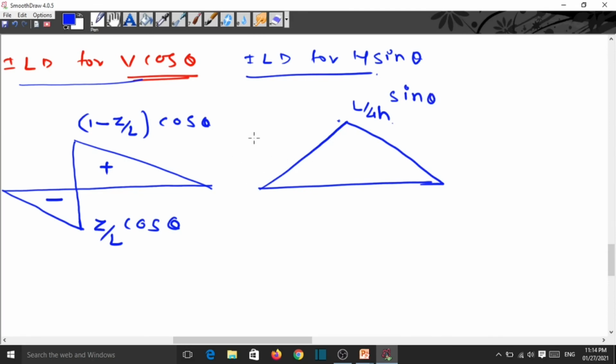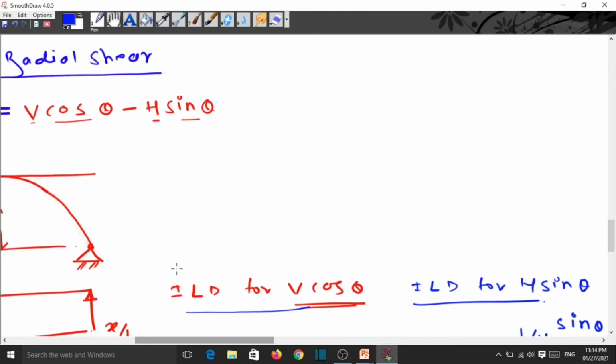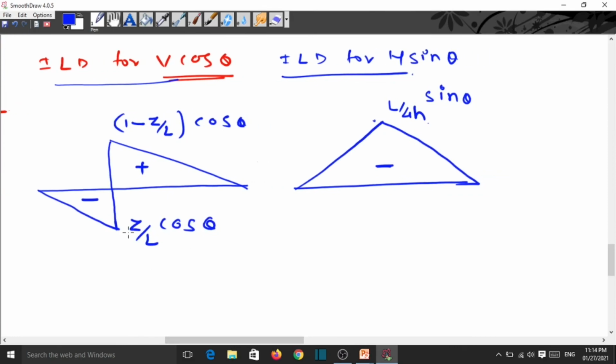Now here, what is the formula? Here the formula is V cos theta minus this H sin theta. This sign is a minus. It means this quantity is a minus. So give this sign as a minus. Now superimpose both this ILD for the V cos theta over the ILD for the H sin theta. Now this is a plus and this is minus. So pick this diagram and keep it over the V cos theta.